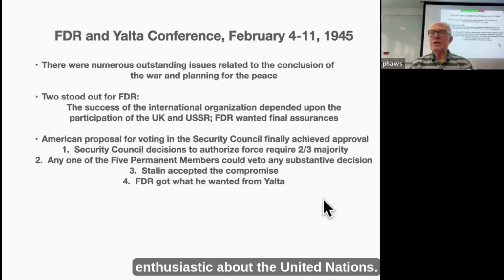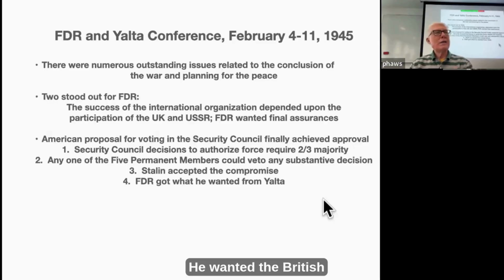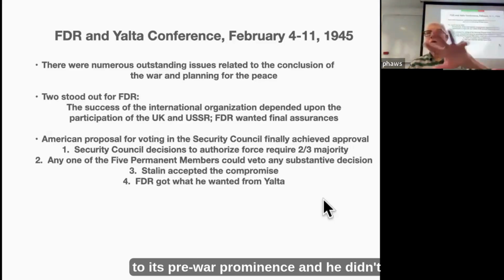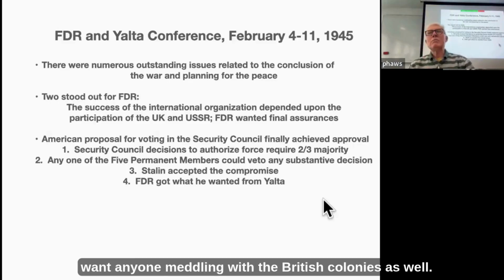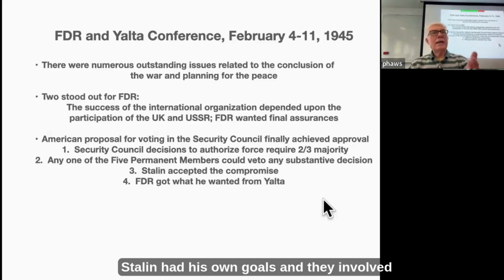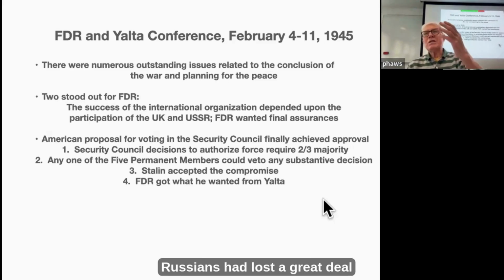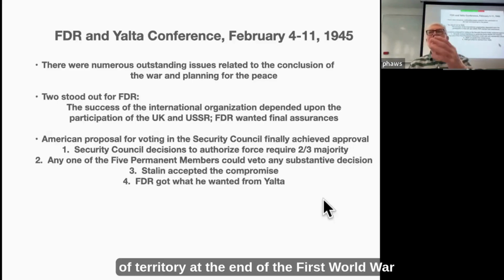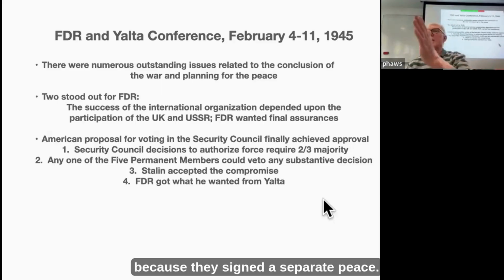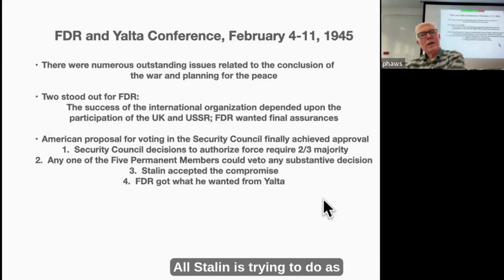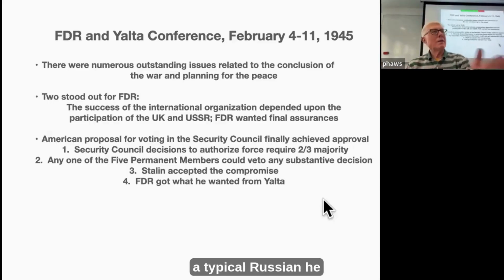Churchill was never enthusiastic about the United Nations. He wanted the British empire simply restored to its pre-war prominence, and he didn't want anyone meddling with the British colonies as well. Stalin had his own goals, and they involved largely territorial acquisitions in Eastern Europe. And remember, the Russians had lost a great deal of territory at the end of the First World War because they signed a separate peace. And all Stalin is trying to do, he was very predictable in this sense.